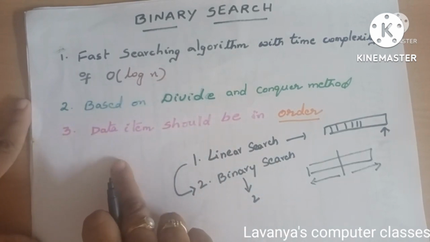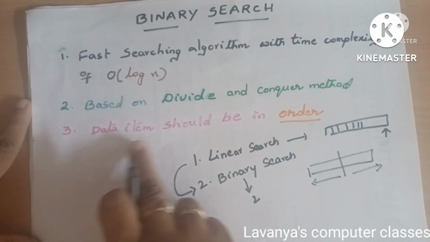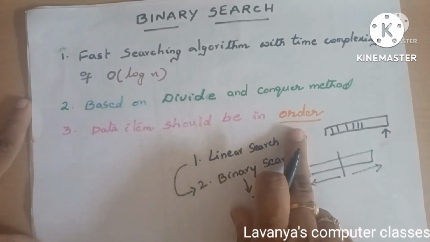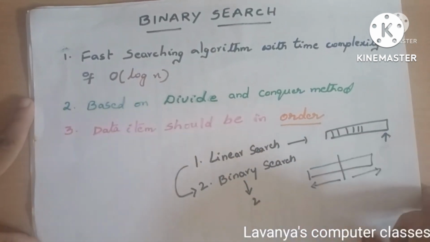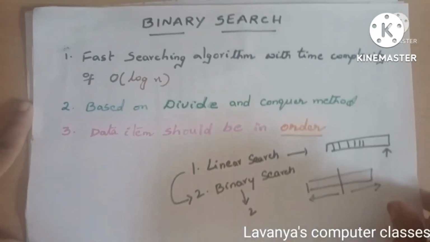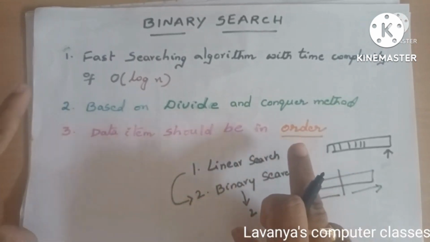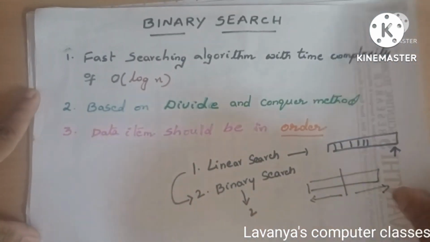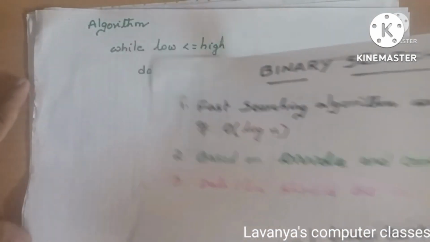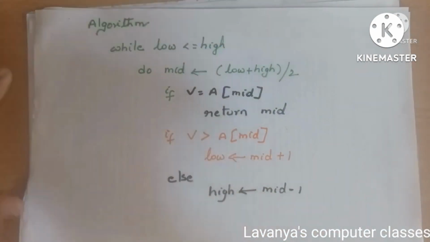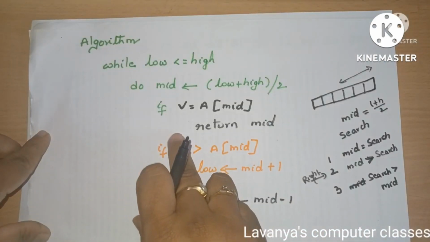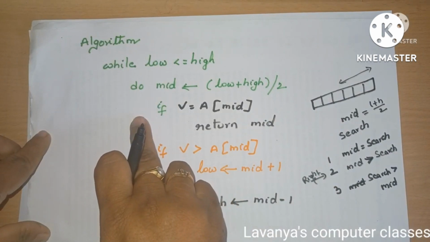And here we have to remember one point: all data items should be in order. If you want to search any element using the binary search technique, all the items should be in order. It is very, very important. So these are some points about the binary search algorithm. Now I will explain the algorithm of binary search.